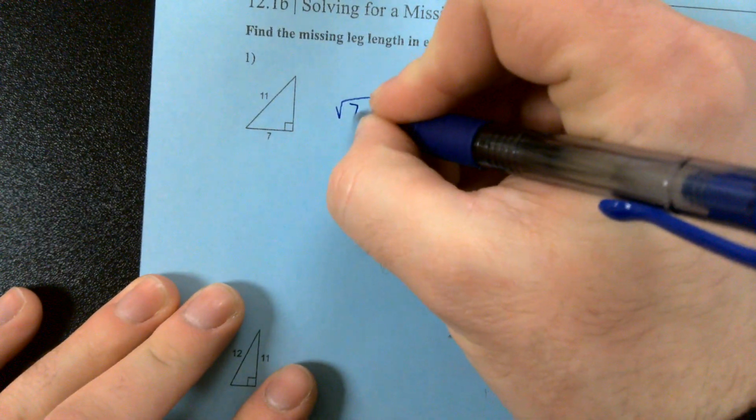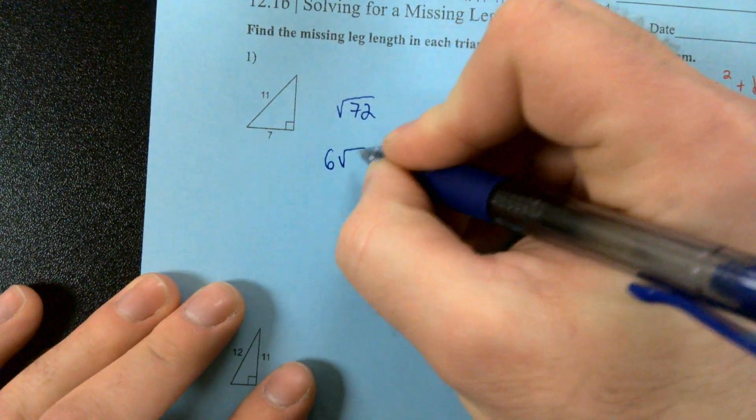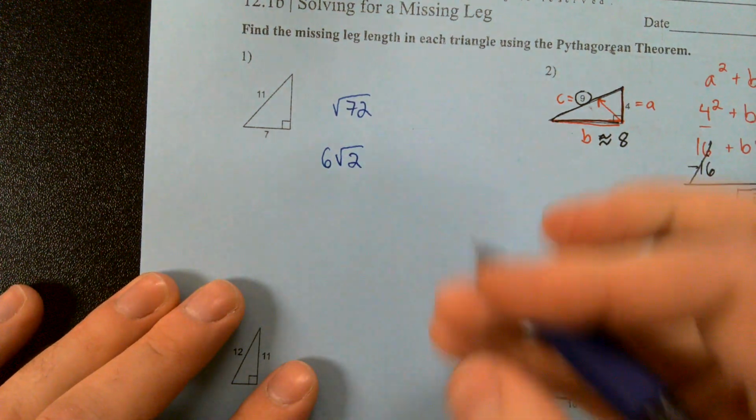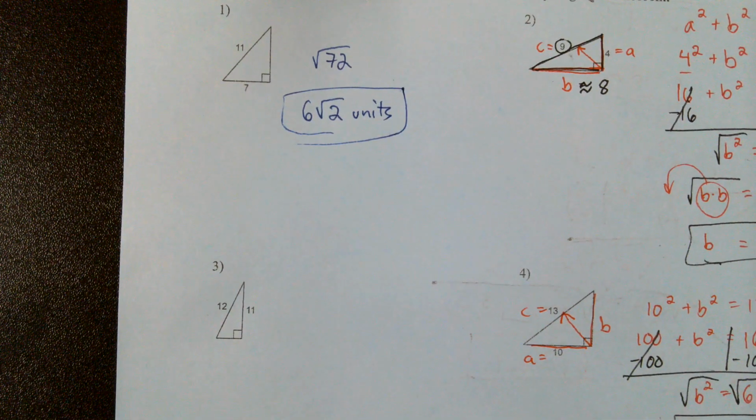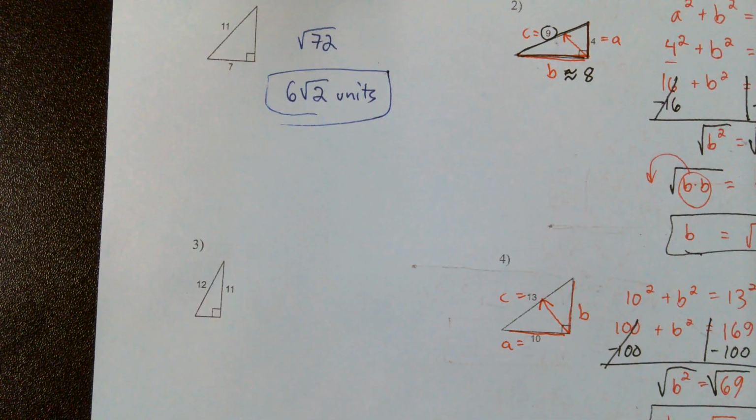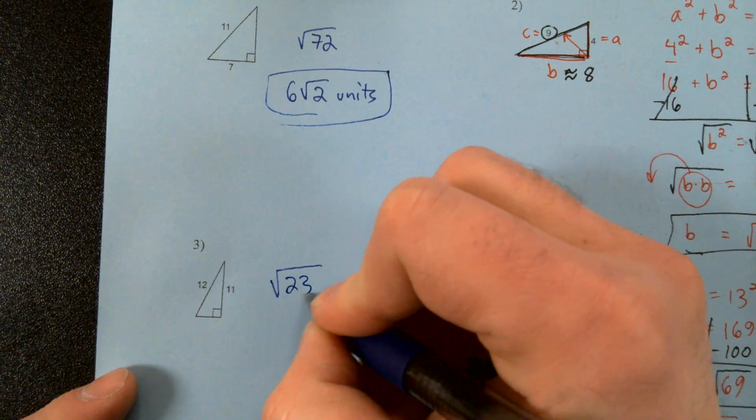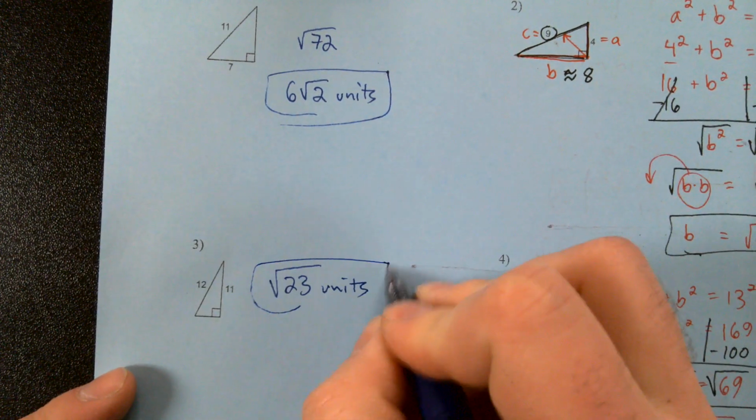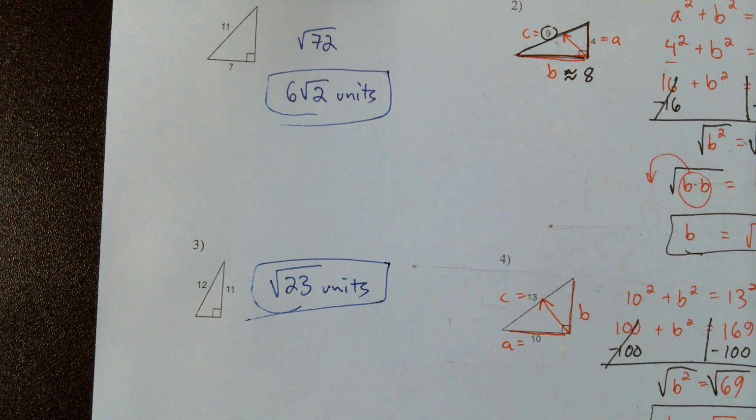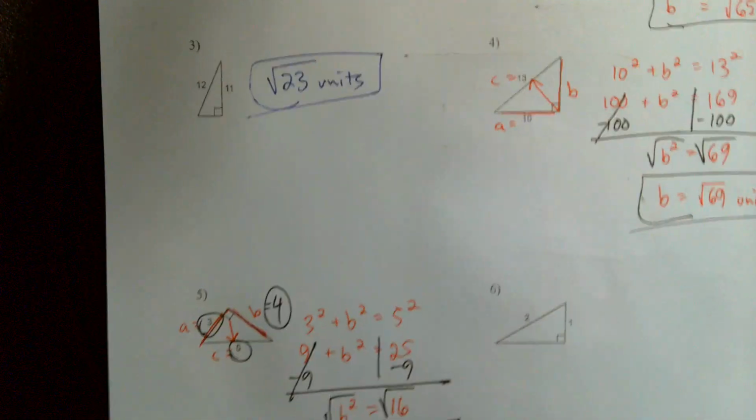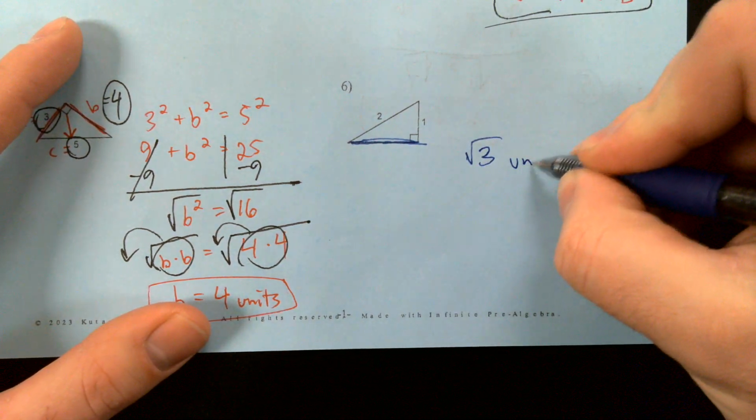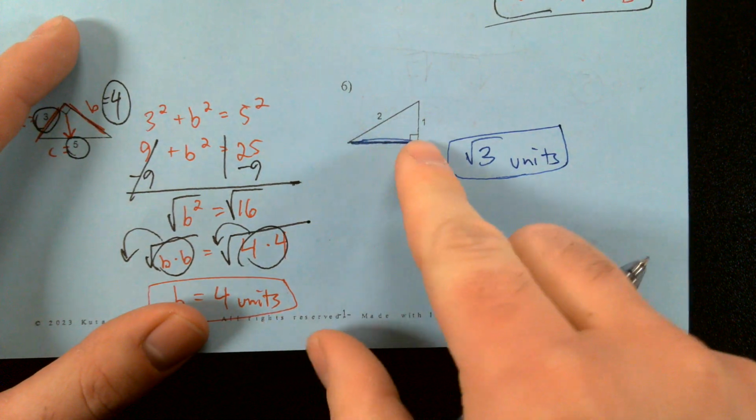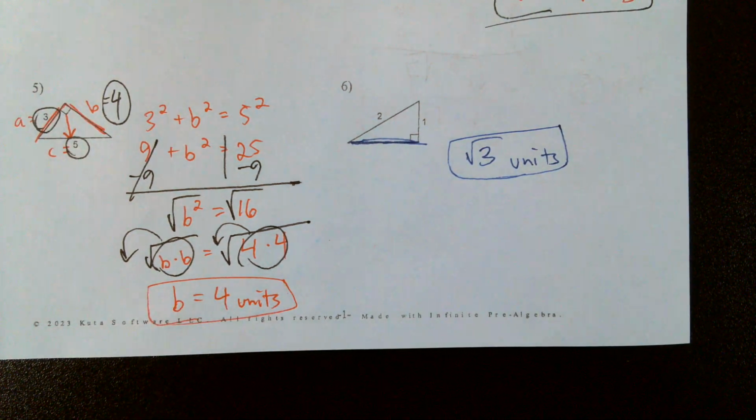Number 1, we get the square root of 72, which breaks down into 7 root 2, or I'm sorry, 6 root 2 units. Don't know why I said 7. For number 1, we did that one together though, we should know that. Number 3, we end up getting the square root of 23 units. 144 minus 121 gives us 23, and then we have to take the square root. Down to number 6, this side here is root 3 units. Right, we take 4 minus 1, that gives us 3, and then we got to take the square root.